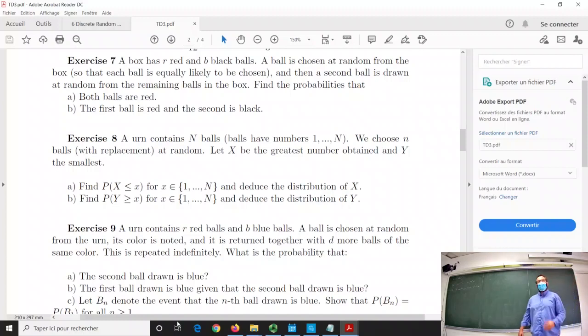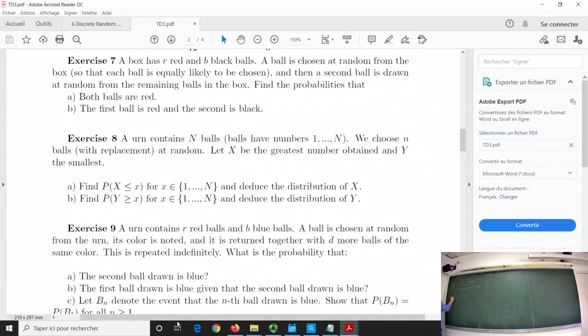I am interested in capital X and capital Y, capital X being the greatest number I obtain and capital Y being the smallest. Are you able to express capital X and capital Y using what I have defined on the board here? I don't say that it is difficult, I have introduced this just in order to be able to define capital X and capital Y in a compact way.